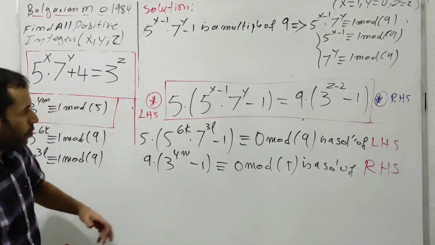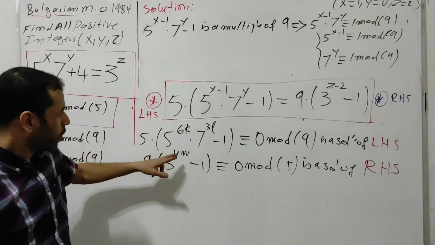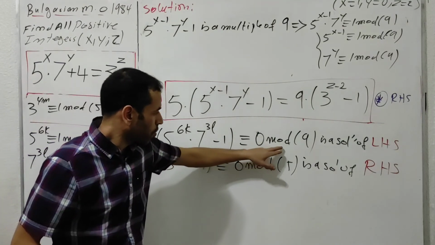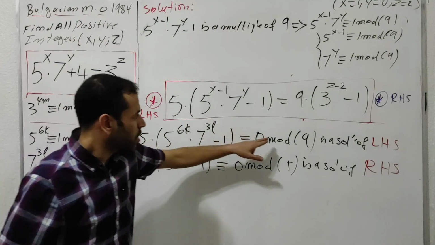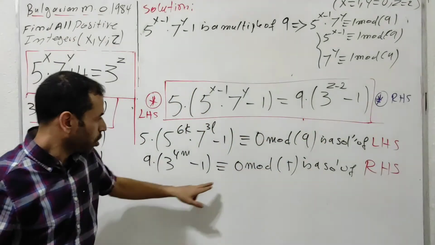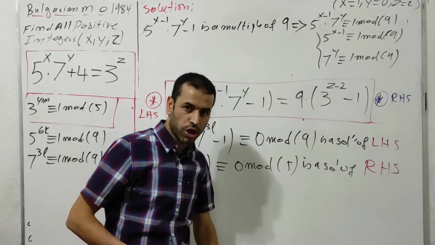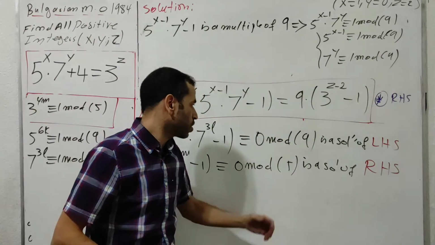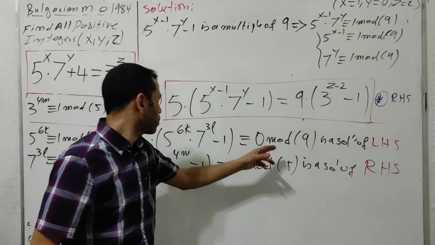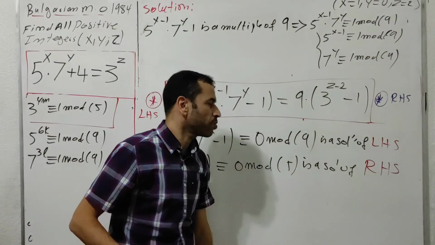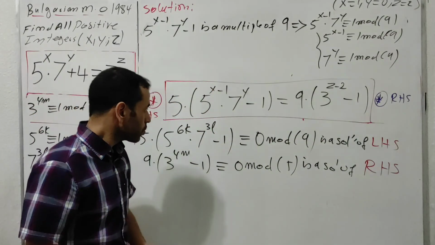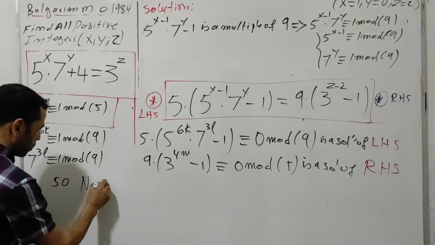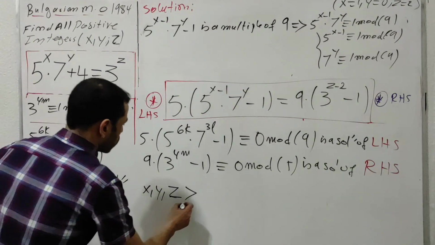Okay, if you take a look carefully, in the same equation, for the left hand side we found the solution with mod 9, and for the right hand side we found a solution in terms of mod 5, which is a contradiction. Okay, it is impossible to find the same equation with two different moduli. The left hand side has mod 9 and the right hand side has mod 5, so this is impossible. So there is no solution when we have x, y, z greater than or equal to 3.